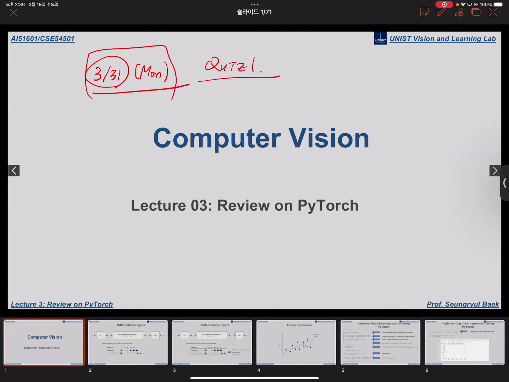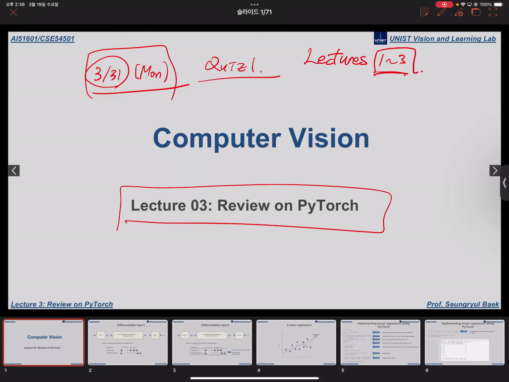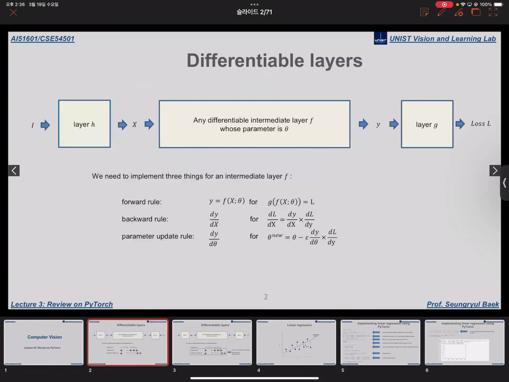The coverage would be lecture 1 through lecture 3. So spanning up to this lecture, the quiz range would be included.